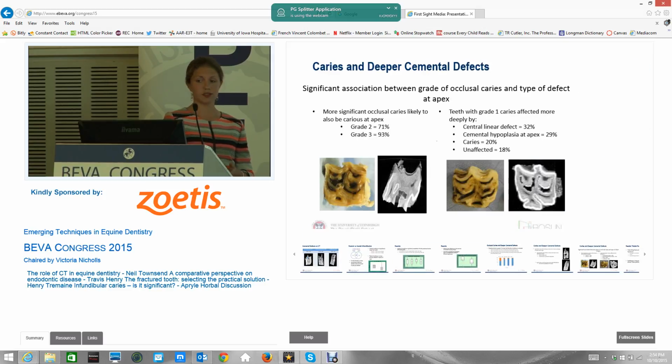There's also a significant association between worse caries having more significant defect at the apex and having caries at the apical aspect of the infundibulum, which can be expected. And then teeth with grade 1 caries are more uniformly distributed in what kind of defect you can expect to find at the apex of the tooth.